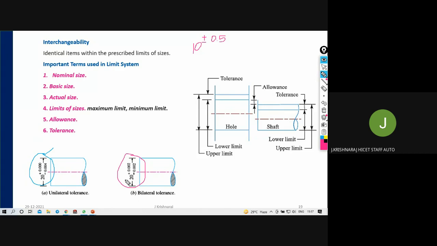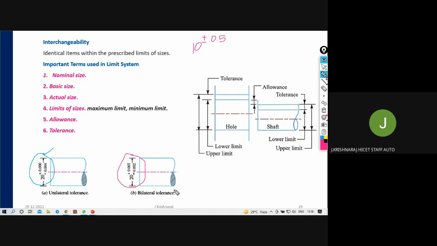So what is the dimension needed for the particular specimen or component? That dimension is the nominal size. The next is the basic size. Of course, we know very well we cannot produce exactly 20 mm as a diameter. So we have to give some tolerable values, limits: 20 plus or minus some values, 20 plus 0.002, 20 minus 0.002. If this is included, this is called the basic size.